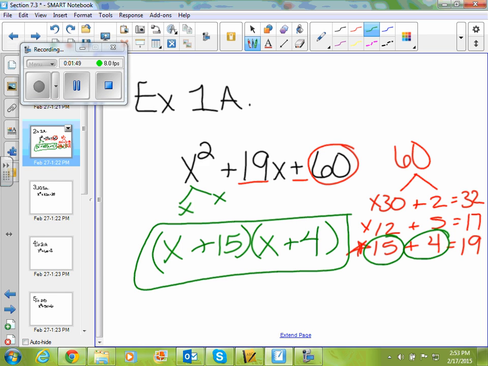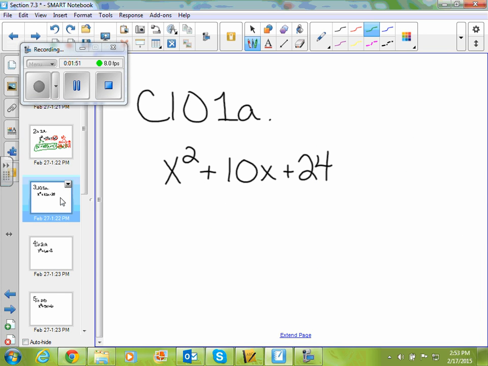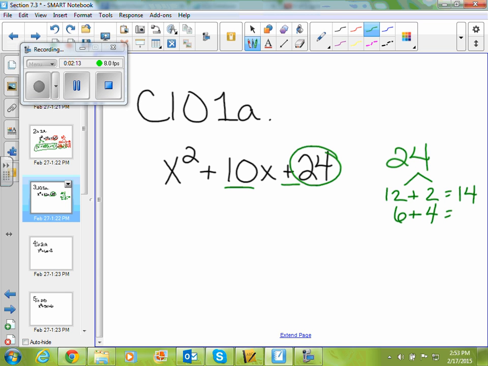Kind of makes sense? We're going to do a lot more practice because it's really important. Alright, so start at the back. So x squared plus 10x plus 24. I'm starting with 24, factors of 24 that add to give me 10. What are some factors of 24? 12 and 2, but I'm always adding, so 12 plus 2 is 14. 6 and 4, right? 6 plus 4 gives me 10. That's what we wanted. So I know my numbers are 6 and 4.